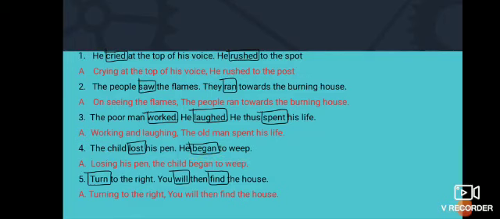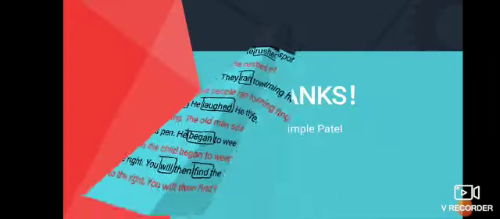Number 5, "turn to the right, you will then find a house." So it is "turn" and "will find". Two finite verbs. I'll change this. So it is "turning". So "turning to the right, you will then find the house."